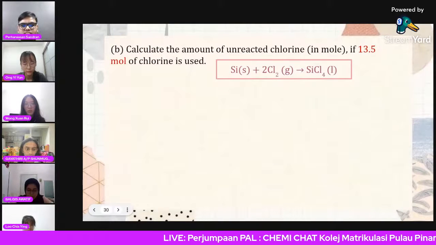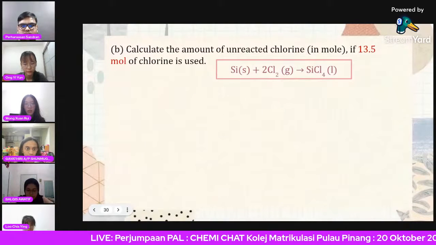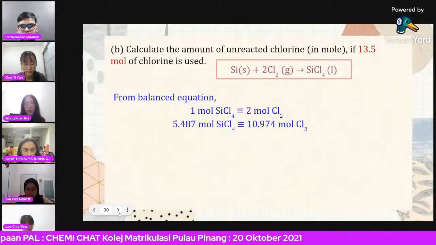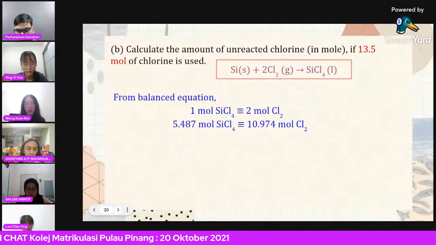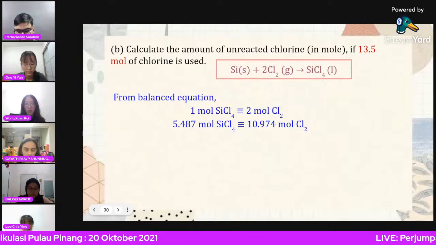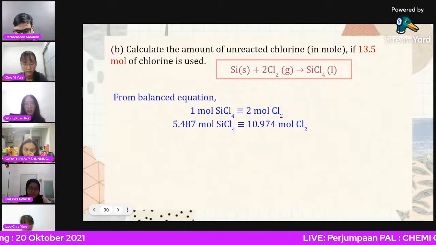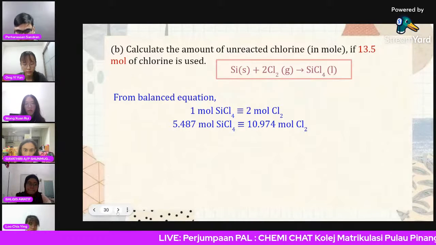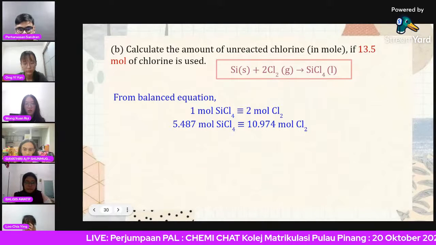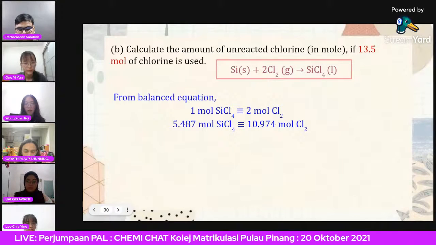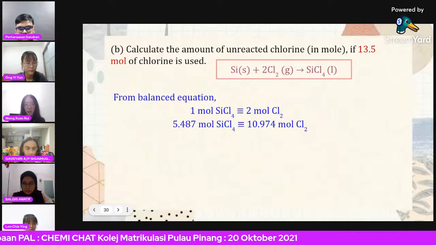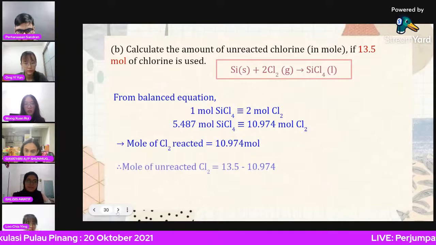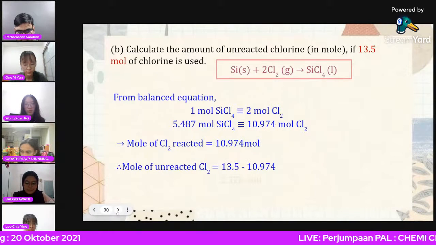From the question, it is mentioned that chlorine is in excess. So firstly, you have to compare the ratio of the number of moles from the balanced equation. 1 mole of silicon tetrachloride is produced by 2 moles of chlorine. Hence, 5.487 moles of silicon tetrachloride is produced by 5.487 times 2 moles of chlorine, so the mole of chlorine reacted is 10.974 moles.